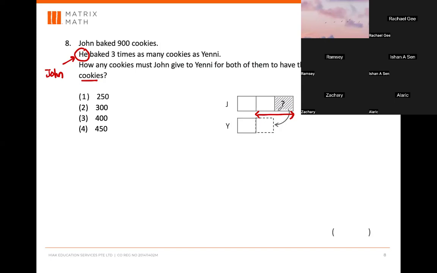So what is the value of this 1 box? We know that John has a total of 900. Okay, so if he has a total of 900, so what will be 1 part here? So it will be 900 divided by 3, okay, because 3 units is 900. So 1 unit will be 900 divided by 3, which is 300 here. So the answer will be 2.